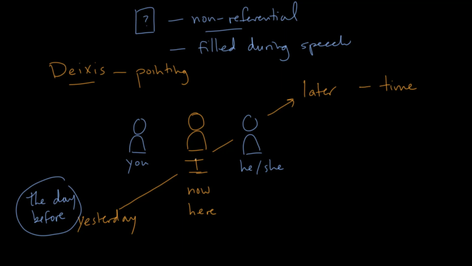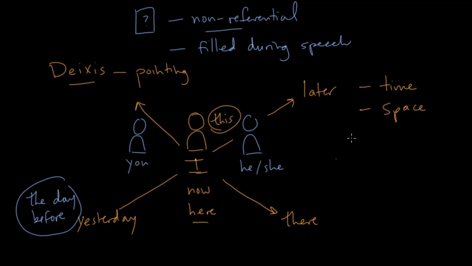As mentioned, there are other types of deixis as well, so we can also talk about space. We've already mentioned here, but we can also talk about there. We can talk about this and that. So if we're talking about things close to us, we might say this thing. We are pointing to this particular thing. As mentioned, we have you, he, and she here. These are all examples of deixis of person.